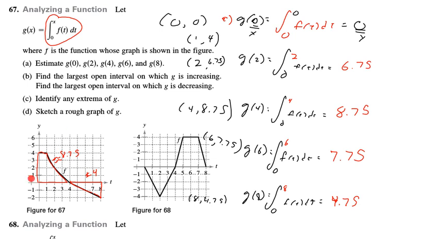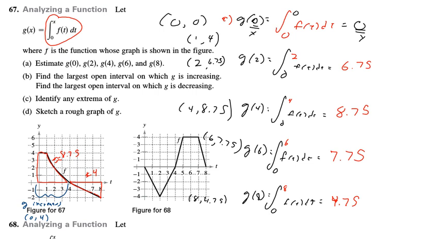So we estimated those. Part B, find the largest open interval on which G is increasing and the largest open interval on which G is decreasing. So we know how to do that now. From 0 to 4, G increases. We can do an open interval, doesn't really matter. But in the section from 0 to 4, G is increasing because we are growing the graph of G. We're adding to our integral. We're adding to our area.